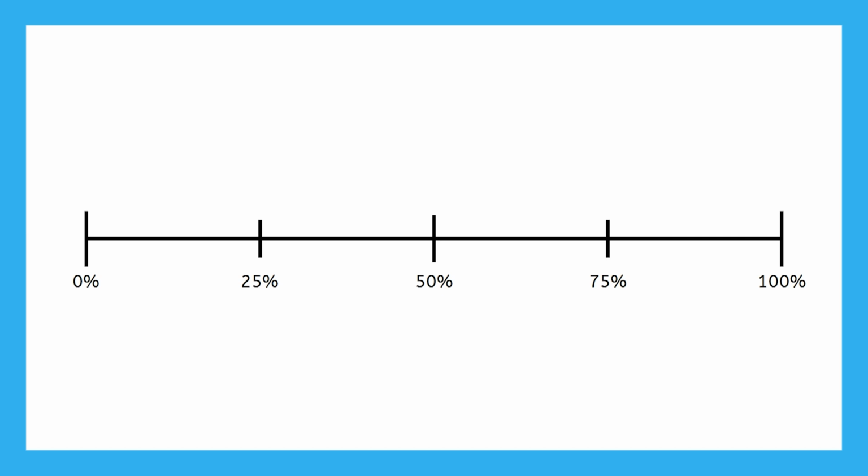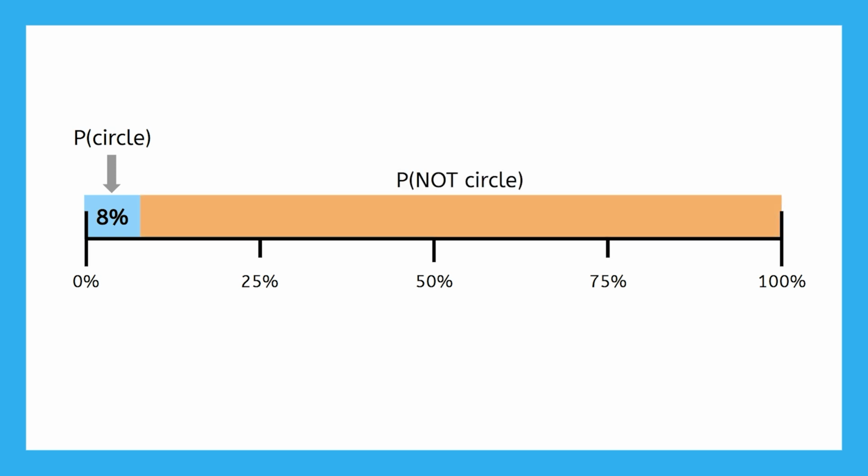Let's apply the same thinking to the duck pond. There's an 8% chance that I get a circle mark. So what's the chance that I do not get a circle mark? To get from 8% to 100%, this remaining part is 100 minus 8, or 92%. So there is a 92% chance that I will not get a circle mark.